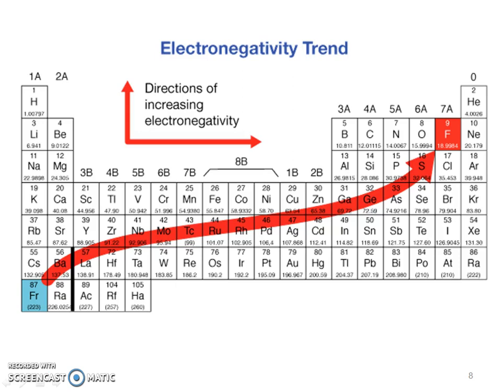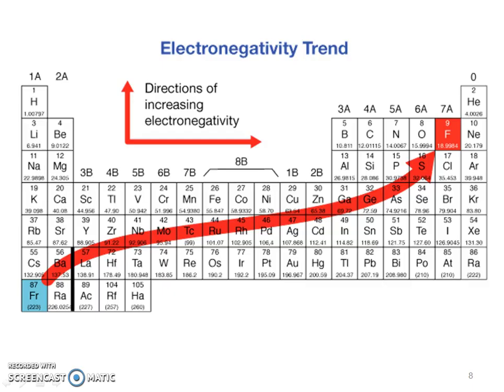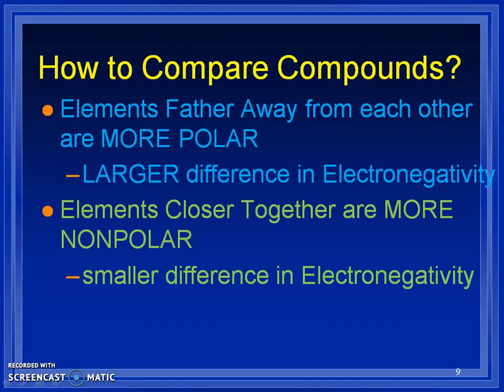So again, the trend, I always like to look at a trend as a diagonal. So I always like to remember fluorine has the most electronegativity and francium has the least electronegativity. So that hopefully helps you remember the trend. How do we compare these compounds? Again, the elements that are farther apart are going to be more polar. So if we go back to this periodic table, if we were to take fluorine and francium and make a compound, that would be very, very, very, very polar because they have the most difference in electronegativity.